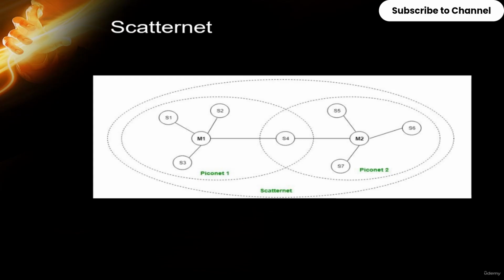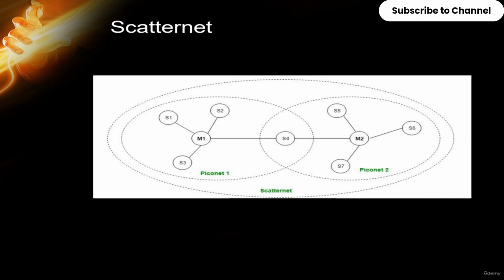For example, it can have 255 parked nodes, which are secondary nodes that are unable to participate in communication until they are changed to an active state. Only active state nodes can participate in communication.